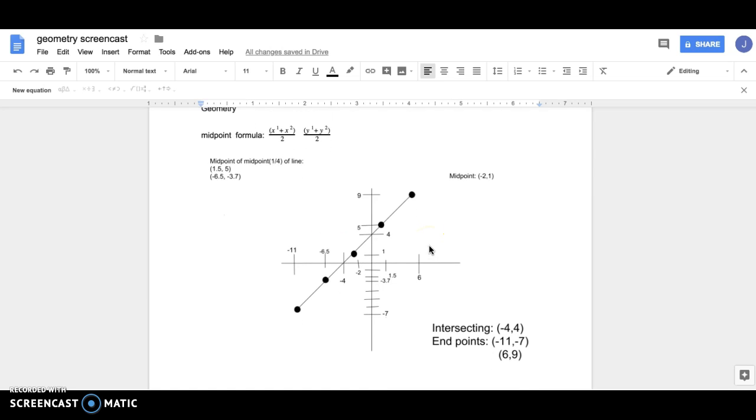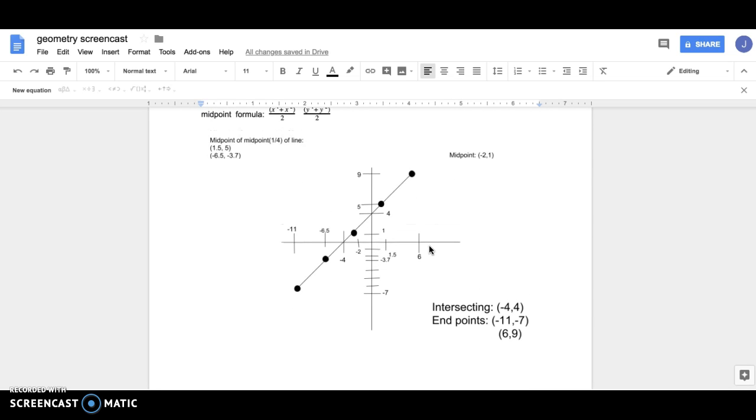So, oh yeah, and I don't know if we needed to do this, but I found that the intersecting points for both the x and y axis are -4 and +4.